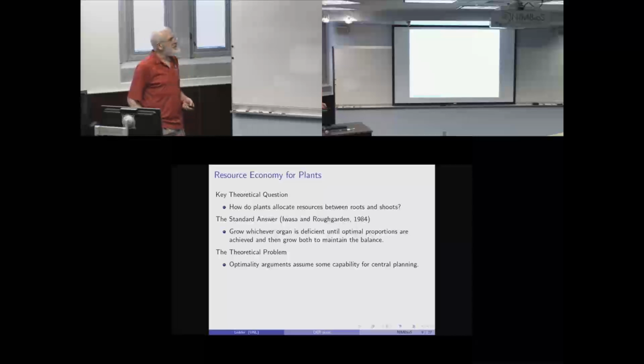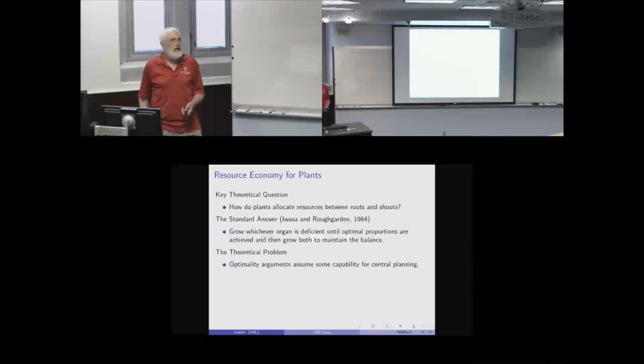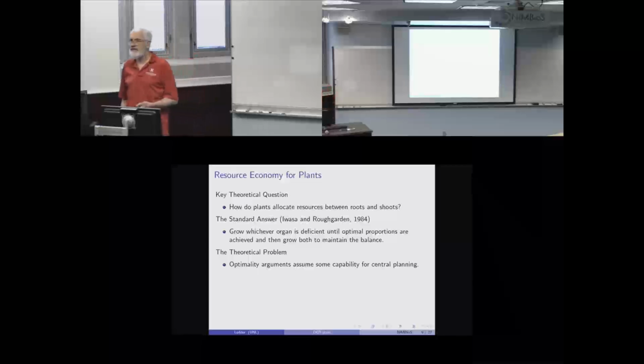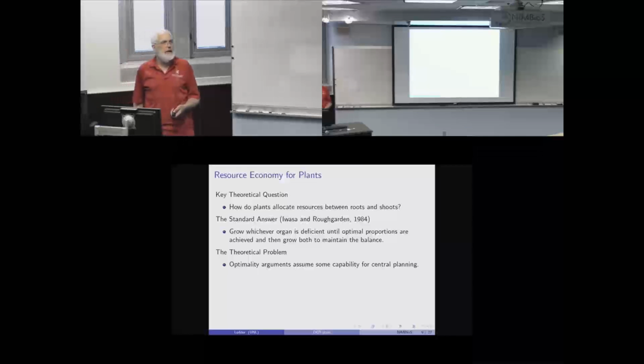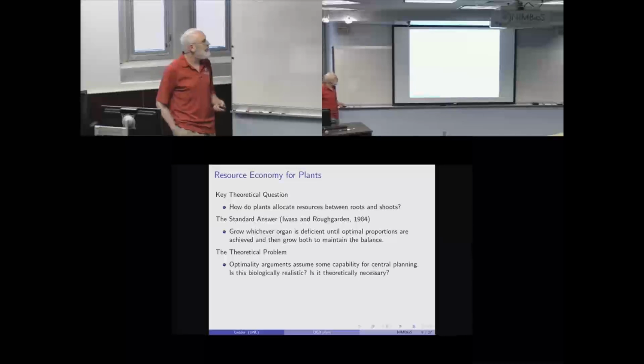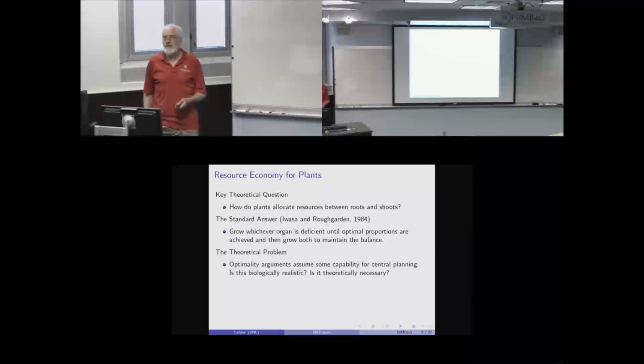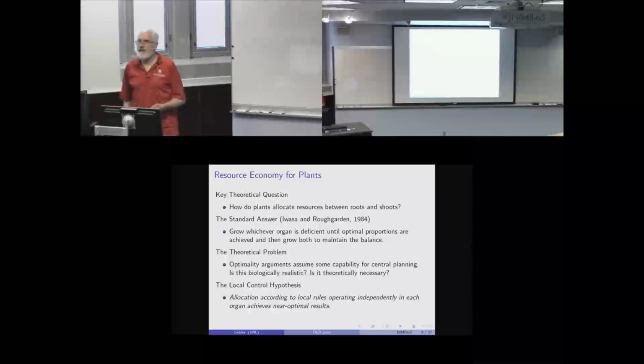The theoretical problem is that optimality arguments assume some capability for central planning. So it could be plants have some capability for central planning. They certainly don't have any sort of central nervous system that can do it. But it could be that they have some kind of hormonal feedback that makes the roots grow at the right time and makes the shoots grow at the right time. In any case, it's not clear that this is biologically realistic, and it's also not clear that it's theoretically necessary to have any sort of central planning. And that's the issue that we're dealing with in this model.